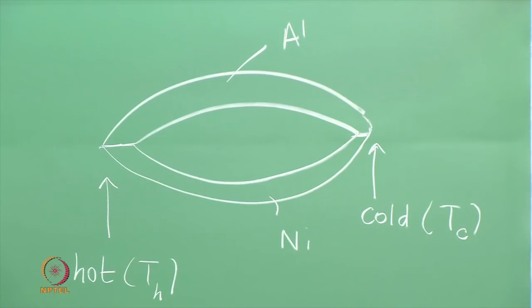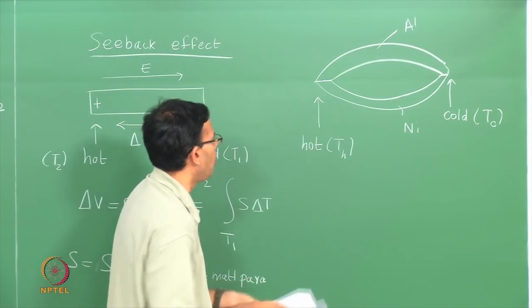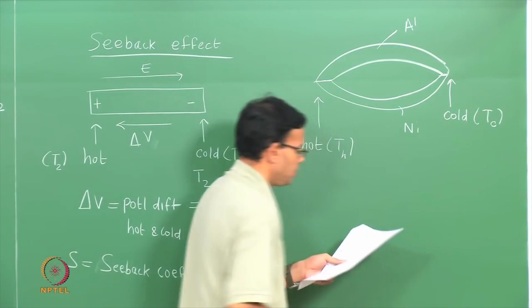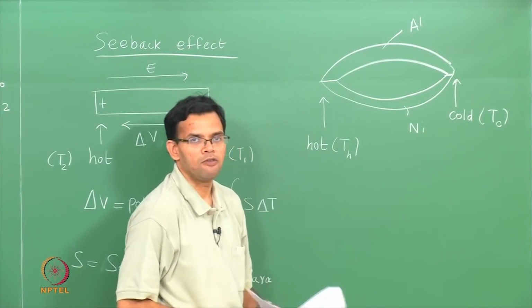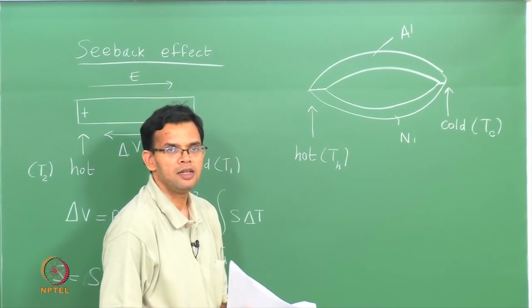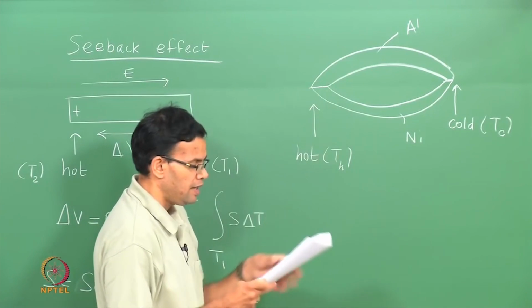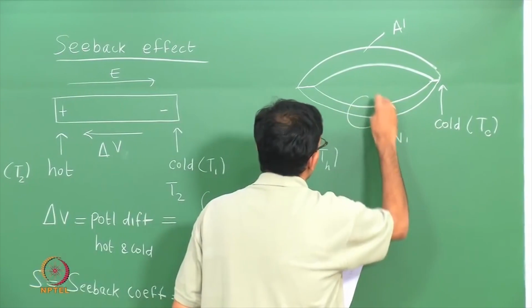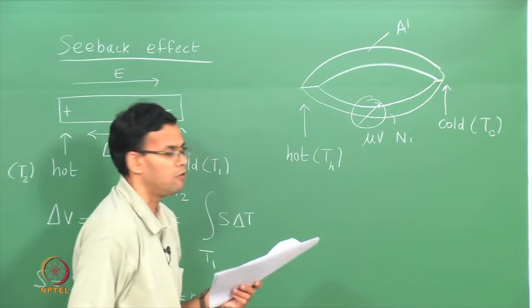Now, whenever we have a junction between two dissimilar materials, we said that there will be a potential which depends upon the work function. So, there will be two potentials here, one set up at the hot end and the other at the cold end. But there will also be a potential within the material because of the Seebeck effect, and this potential will be different for aluminum and nickel because the Seebeck coefficients are different, which means there will be a net potential in this system that we can measure. This potential is usually very small, it is of the order of microvolts.